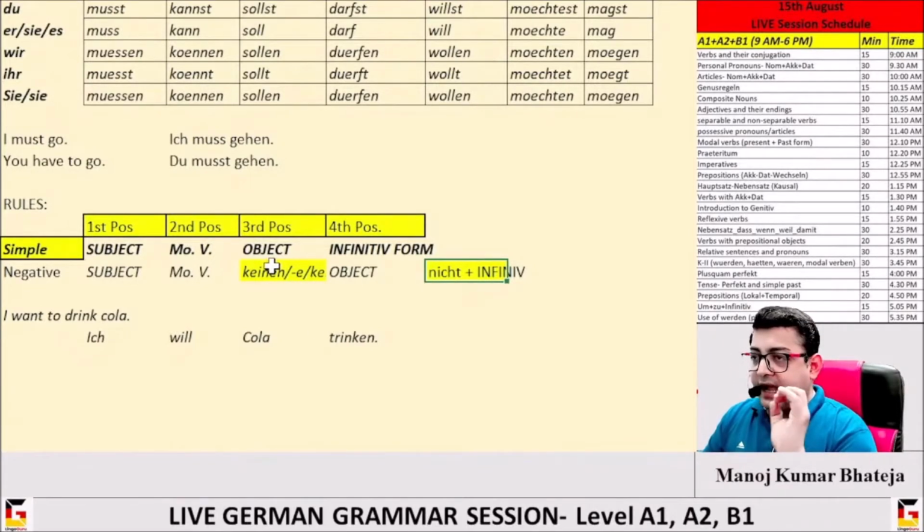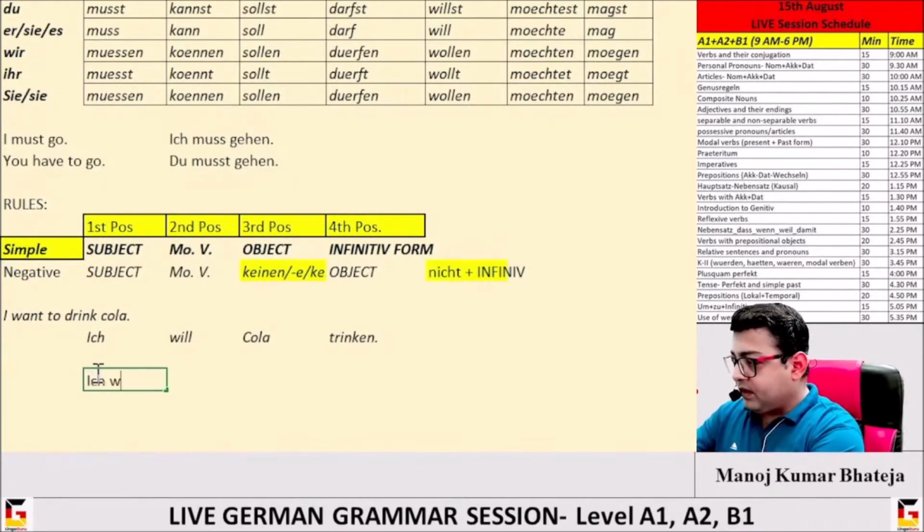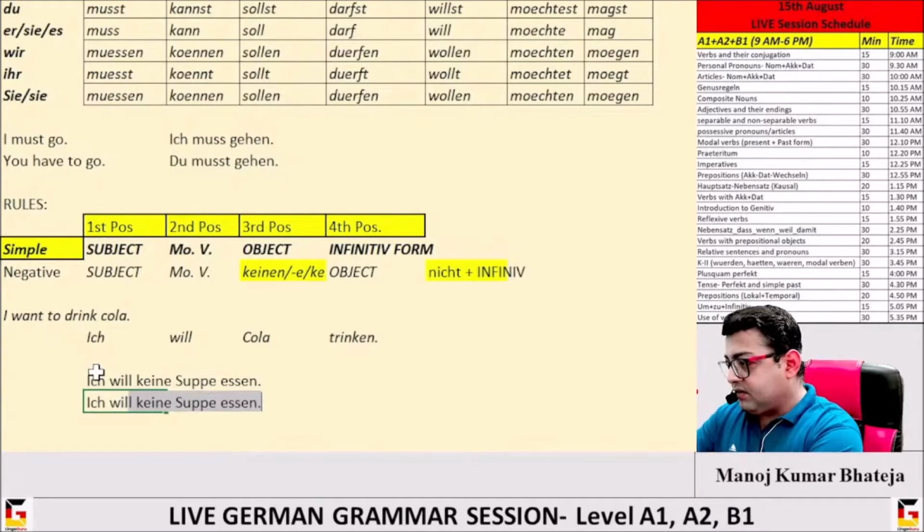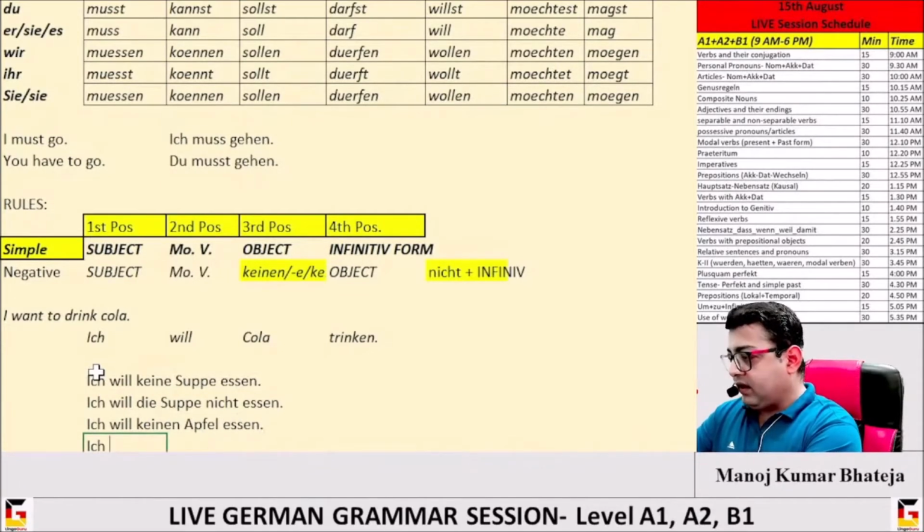If I am using kein, I will not use nicht. If I am using nicht, I will not use kein. For example here, ich will keine Suppe essen, or ich will die Suppe nicht essen. Ich will keinen Apfel essen, or ich will den Apfel nicht essen.